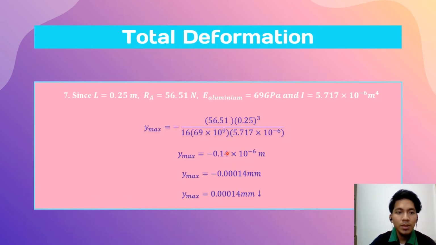So the last step is, since L is equal to 0.25 meter and RA is equal to 56.51 Newton and the aluminium is equal to 69 gigapascal and the moment inertia is 5.717 times 10 exponent negative 6 meter to the power of 4, we can find the maximum deflection for this structure. So the maximum deflection is equal to 0.00014 millimeter.